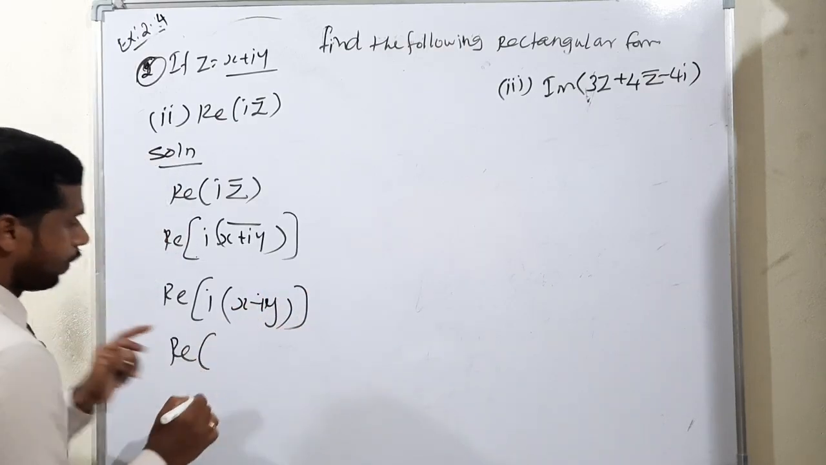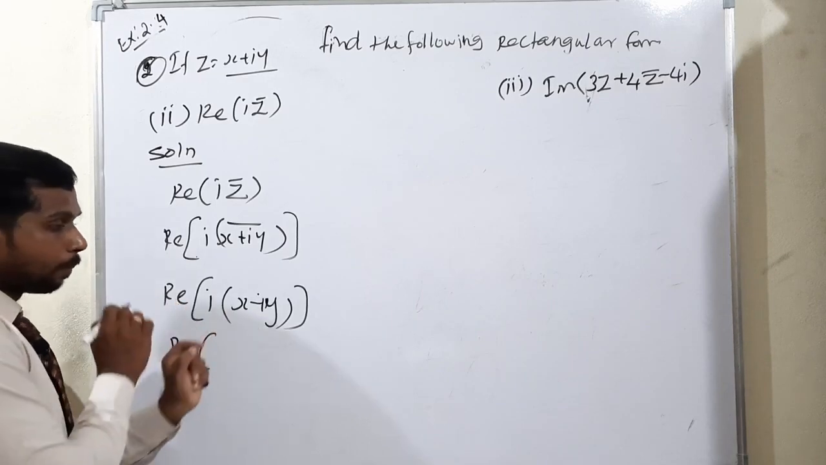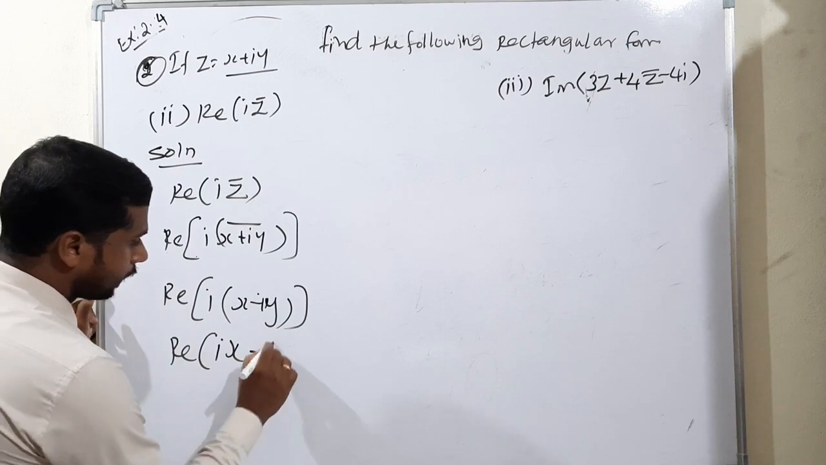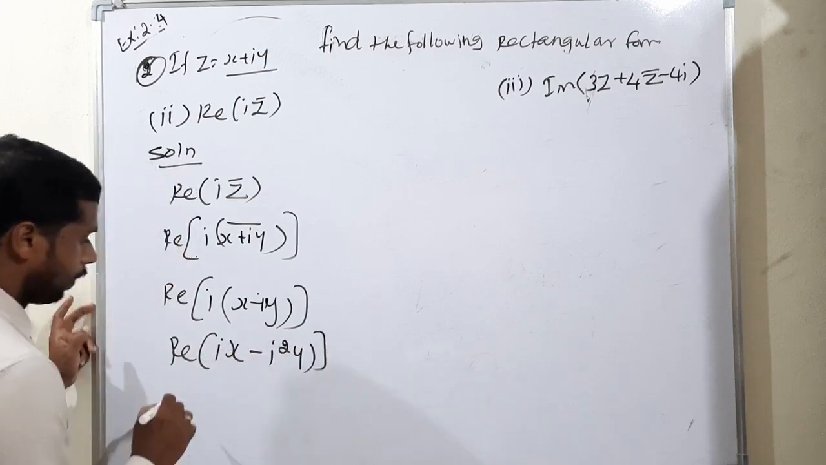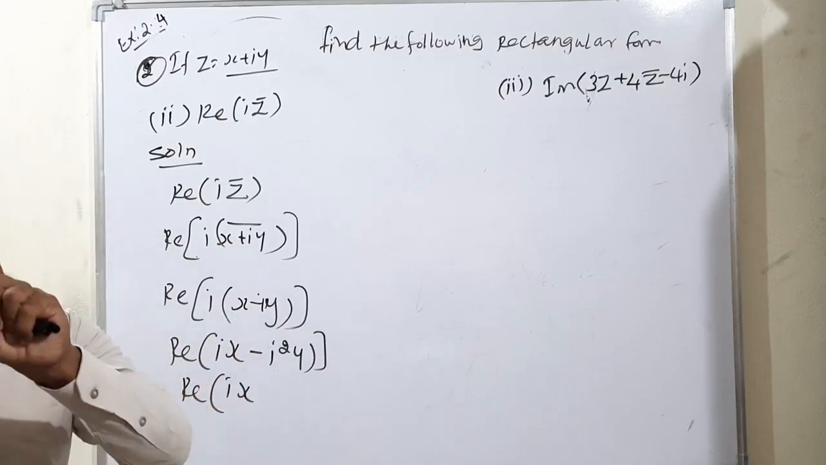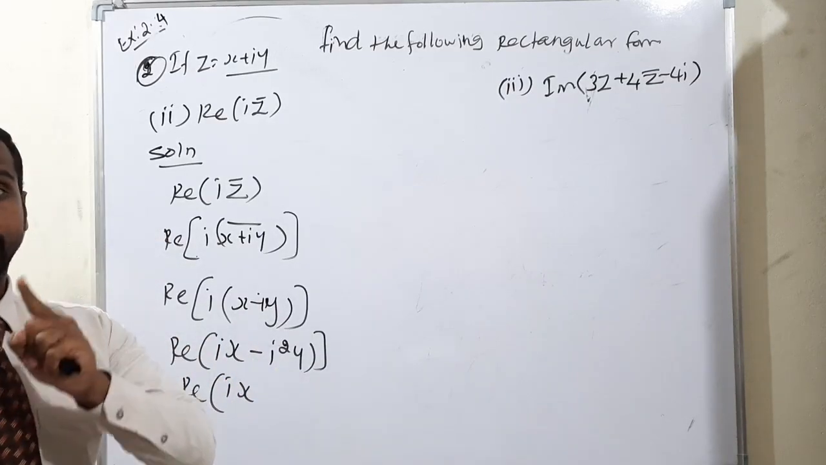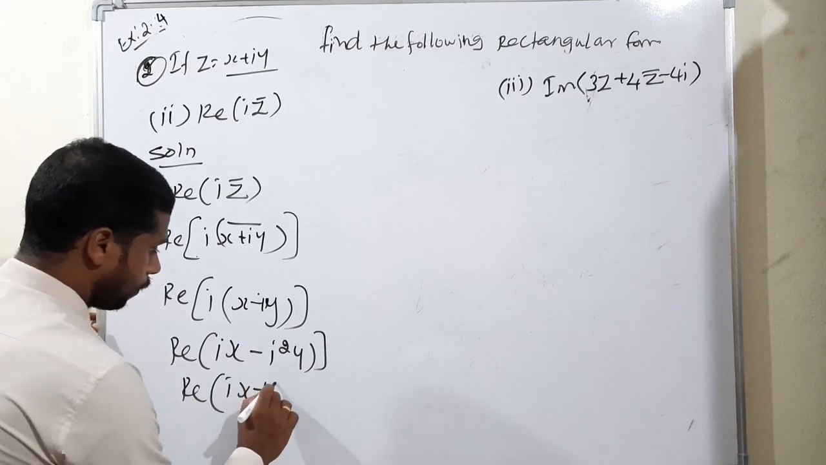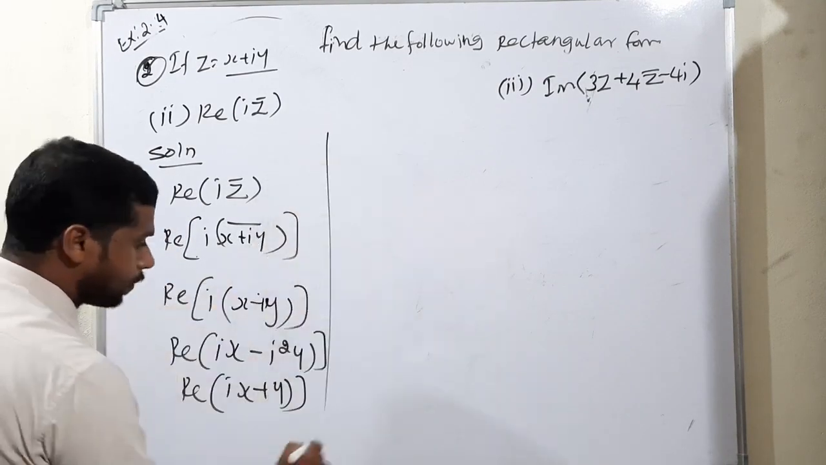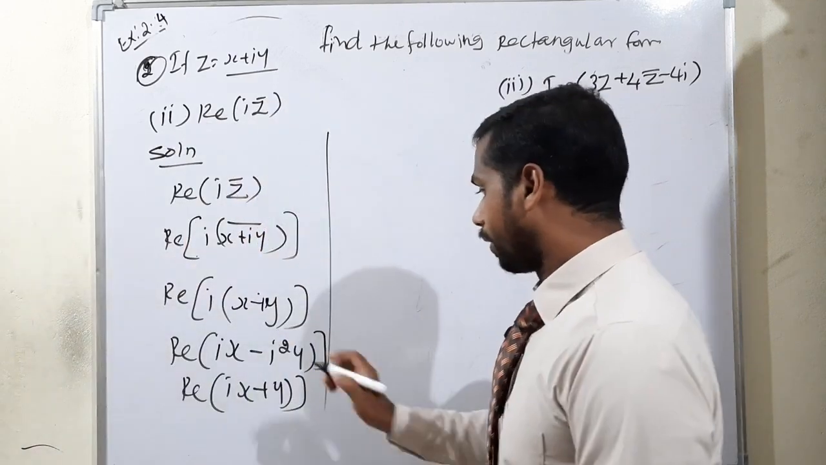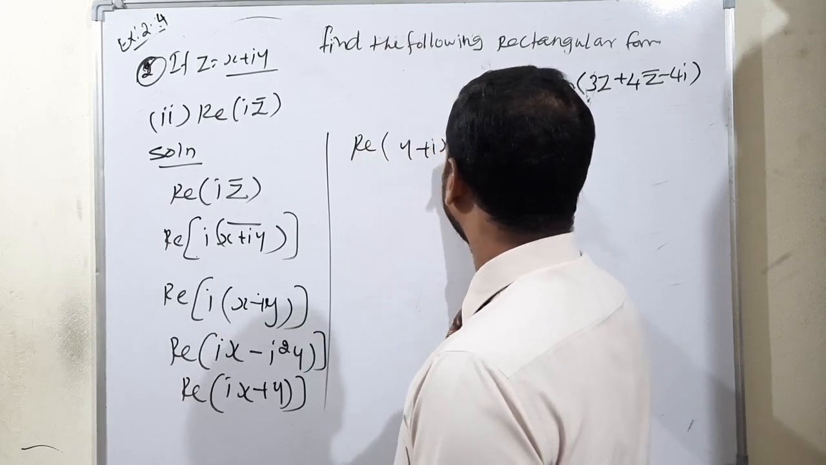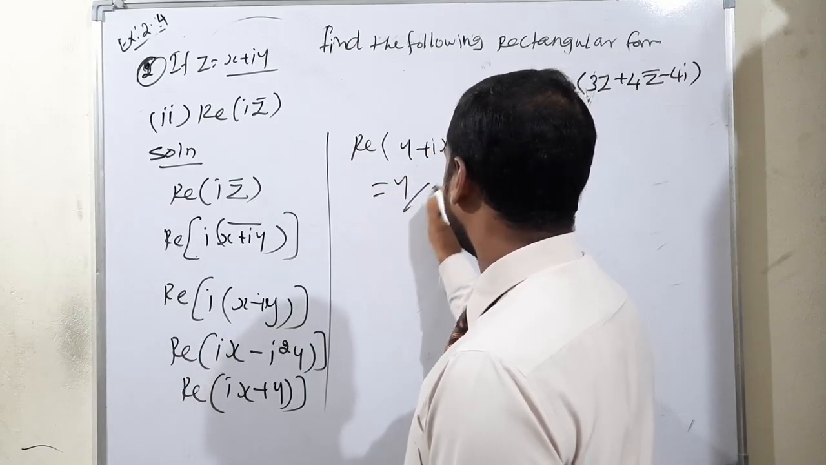Then real of, if you remove the bracket, each and every term is multiplied by i. i into x means ix, then minus i square y. Again real of ix as it is. i square is minus 1. We have a common minus, therefore minus into minus plus, so plus y. Therefore, we need the real part. Real part means how to rearrange first? y plus ix. Therefore, the answer will be the real value only, y.